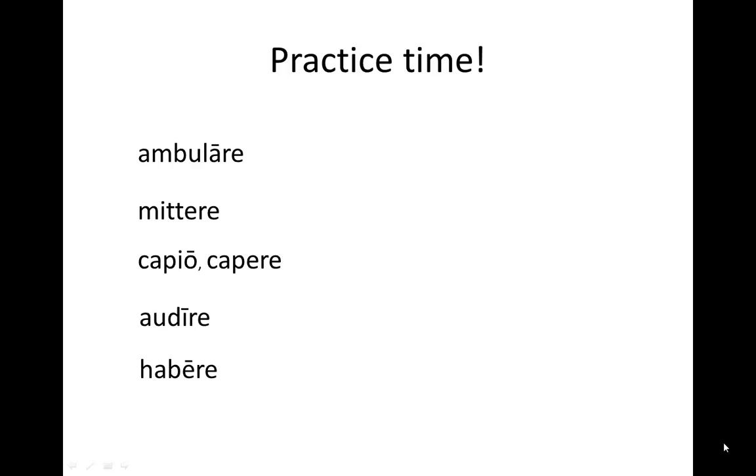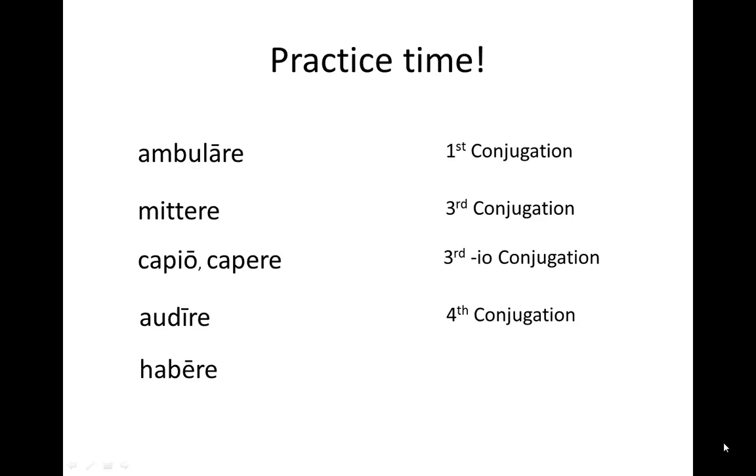The answers to this exercise are as follows. Ambulare belongs to the first conjugation. Mittere, that's a short E-R-E, belongs to the third conjugation. Capio, capere belongs to the third I-O conjugation. Audire belongs to the fourth conjugation. And lastly, habere belongs to the second conjugation.